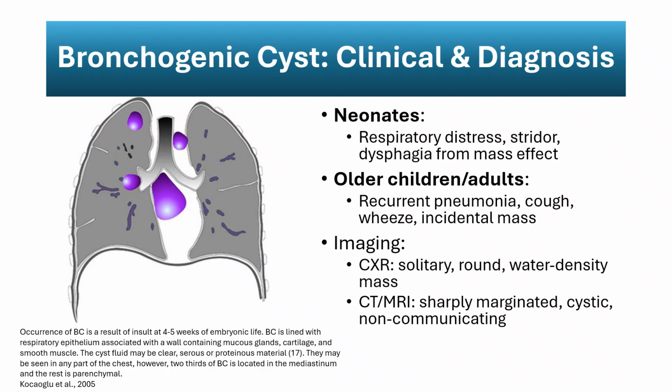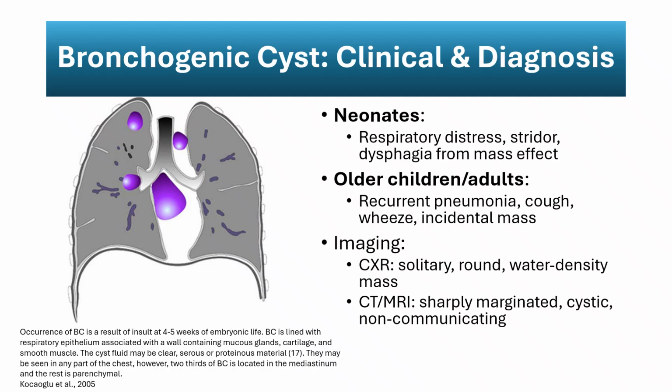Bronchogenic cysts present variably depending on size and location. Neonates may exhibit respiratory distress, stridor, or difficulty swallowing when mediastinal cysts compress the trachea or esophagus. Older children and adults often present with recurrent pneumonia, chronic cough, or incidental findings on imaging. Diagnosis combines chest radiography and cross-sectional imaging.